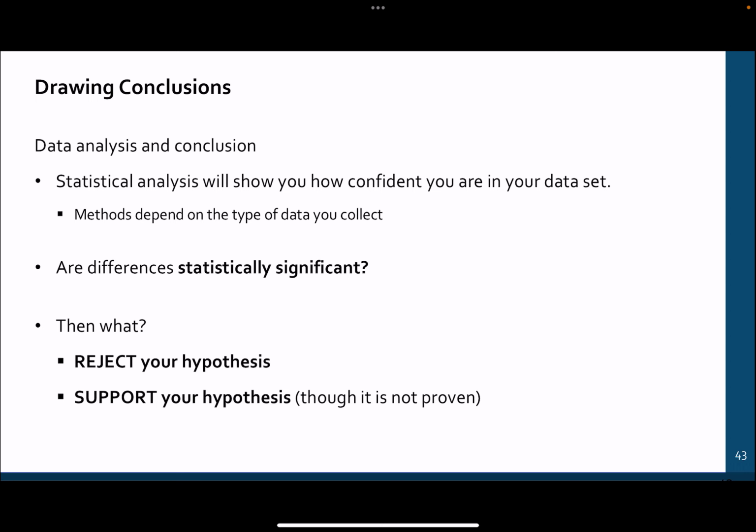The important thing that we get from that statistical analysis is whether or not our differences are statistically significant. And when you have a statistically significant data set, this means that you have registered a change between your control group and your experimental group that you can use to support that hypothesis. The alternative is that maybe you don't see a statistically significant difference, in which case you would use that to reject your hypothesis.